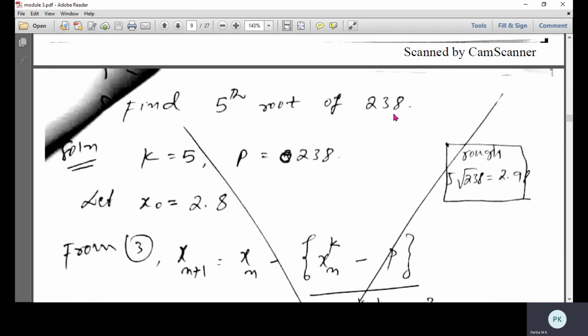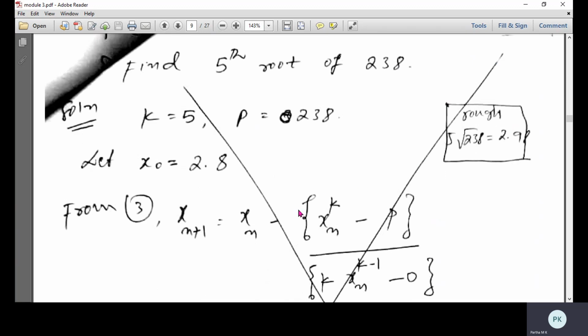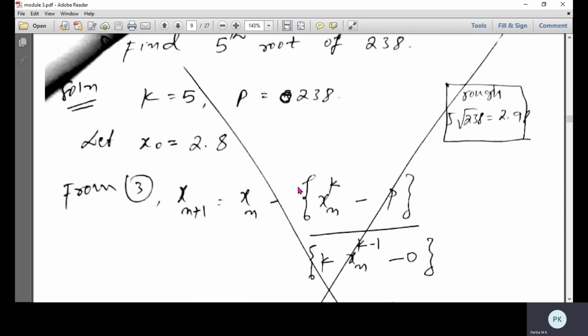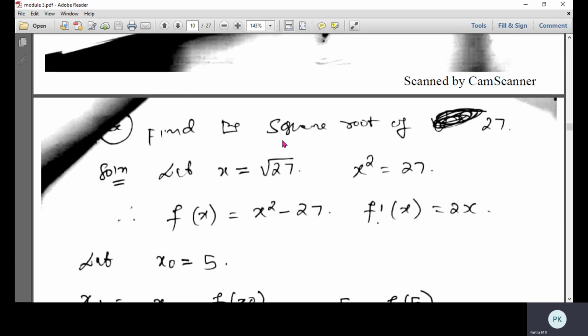Now find the fifth root of 238. First I tried by this. I found this method is a bit tough, so I have struck it out, please do not follow this method. This method becomes a little tough. So therefore, let us adopt a very easy procedure.